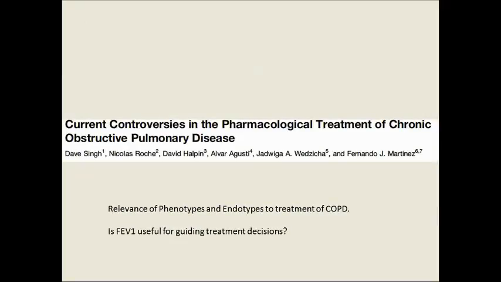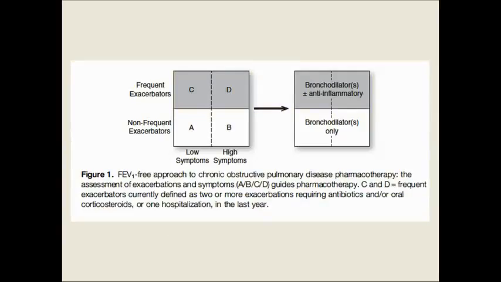Okay, I took this article from Dave Singh and others on current controversies, and I think he makes some interesting points on the relevance of phenotypes and endotypes, and is FEV1 a useful guide for treatment? Again, those of you who have seen the new GOLD guidelines that were released about 10 days ago will understand where it's actually come from, because these guys are all part of the GOLD committee.